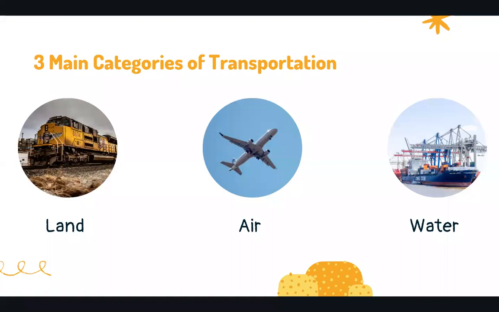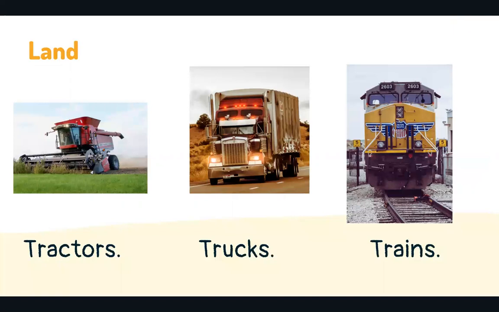There are three main categories of transportation. Those categories are land, air, and water, and we'll take a closer look at each one. The first category, land, here are three examples. Tractors, which often are used on the farm to transport a crop or food product within the farm. And then after that, there are trucks and trains, which are often used to transport food products all around our country.